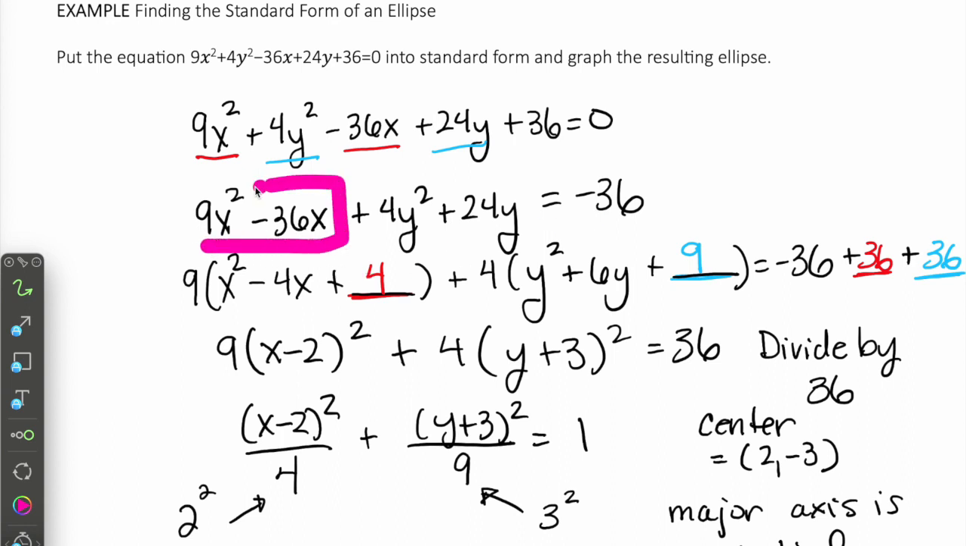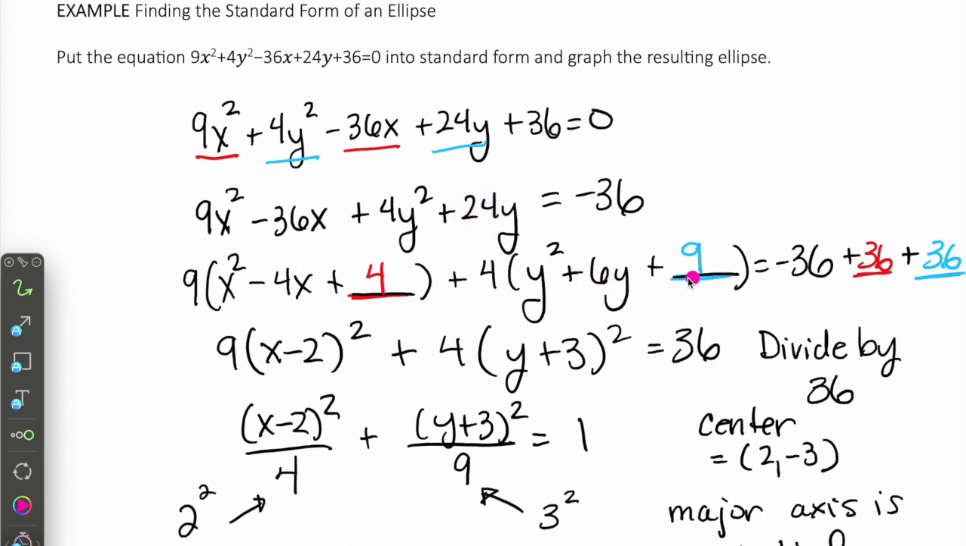Now, before I complete the square, I need to know that my x squared has a coefficient of 1. So I'm going to factor out a 9 from the x squared term and the x term. And so that gives me 9, and then in parentheses, I have x squared minus 4x, and then I put a plus blank in there because I'm completing the square. I've got to put something in there. And then I do the same thing for my y's. I'm going to pull out a 4 from both of these terms. So I have a 4, and then parentheses, and then I have y squared plus 6y because I pulled the 4 out of this.